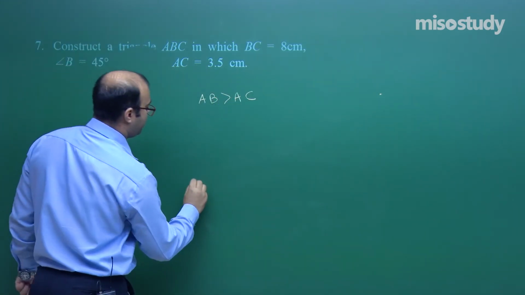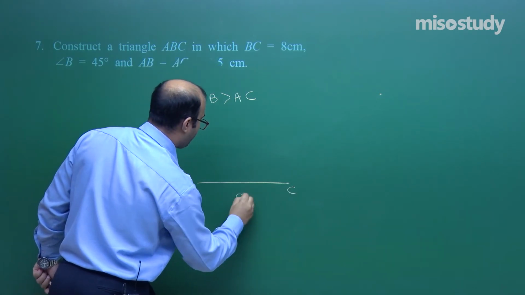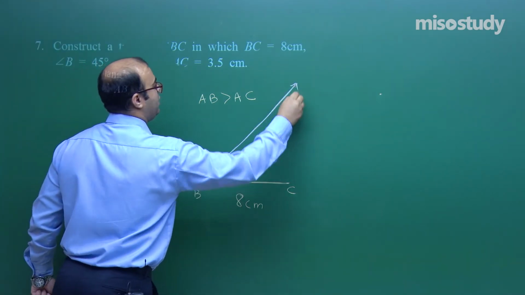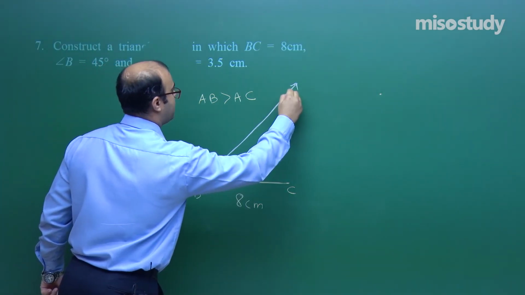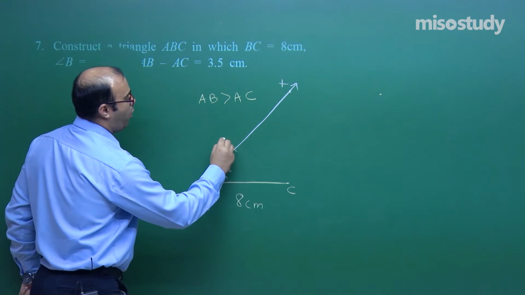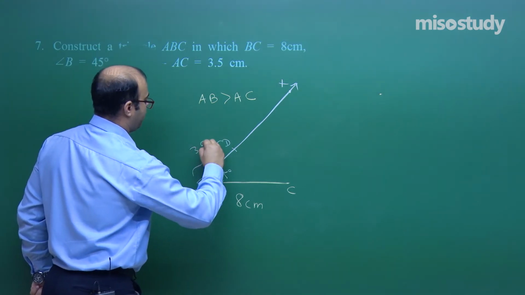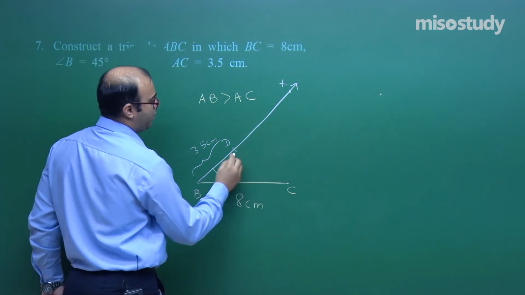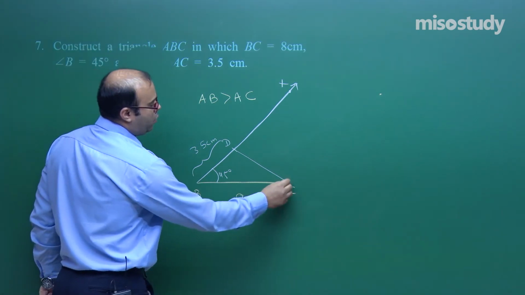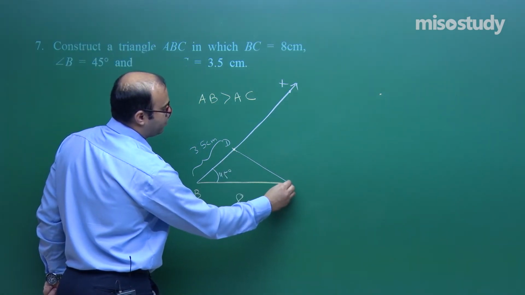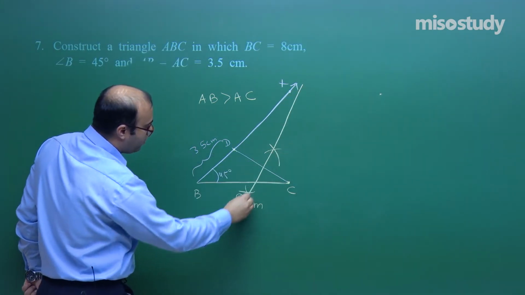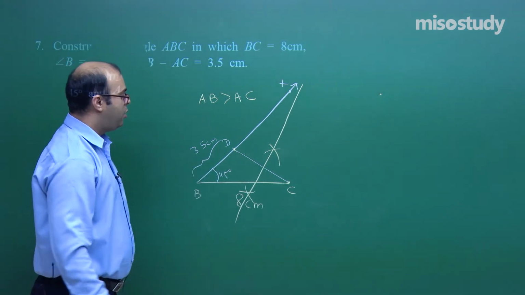First we will take BC, base 8 centimeter. Then what we will do? We will take a ray which makes an angle 45 degree with this BC. This is 45 degree. Let us call BX. Next what we do? In this ray we take 3.5 centimeter distance, a point D. So this is 3.5 centimeter. We will join D with C here. And what do we do next? We take a perpendicular bisector of this line segment DC, like this.